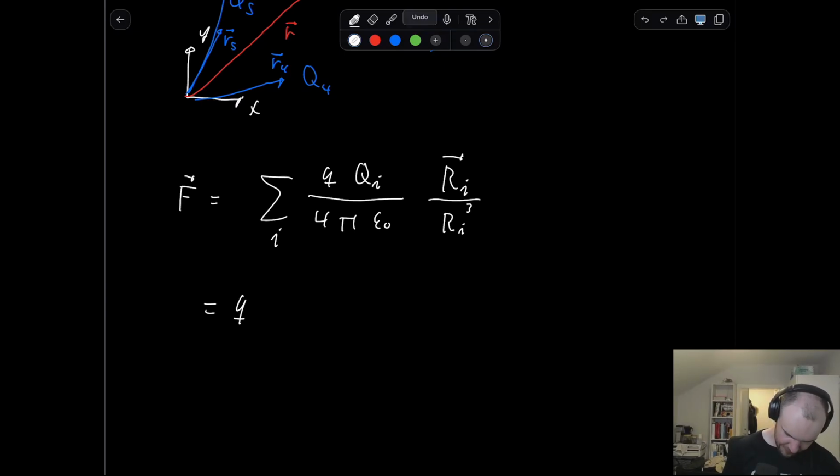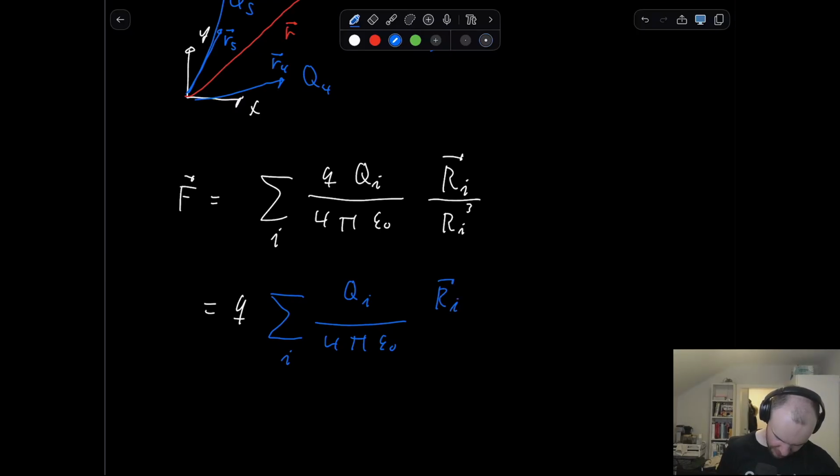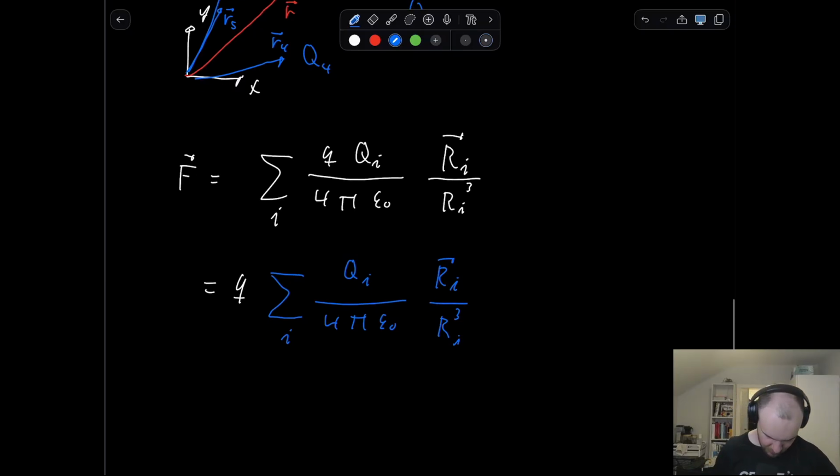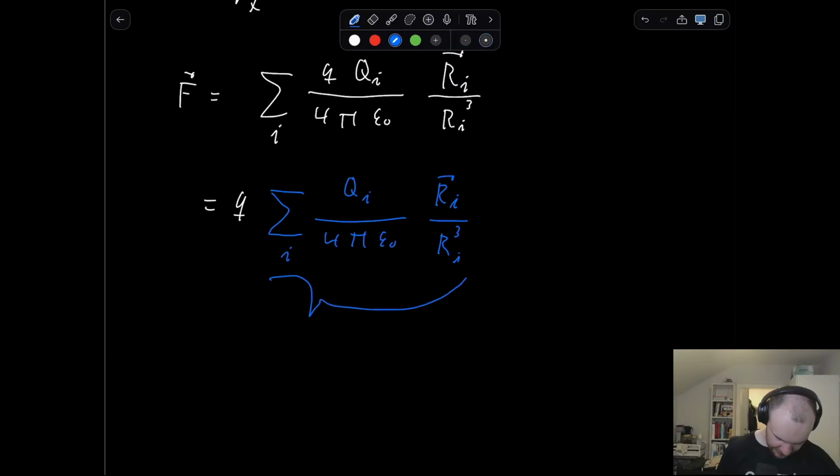And then we have something cool here. I can just do this in blue to make it clear. We have Q_i divided by 4 pi epsilon 0, R_i, the vector, and of course R_i cubed. And we call all of this the electric field, where we depend only actually on R, and of course Q_i and the vector R_i are given, like that.